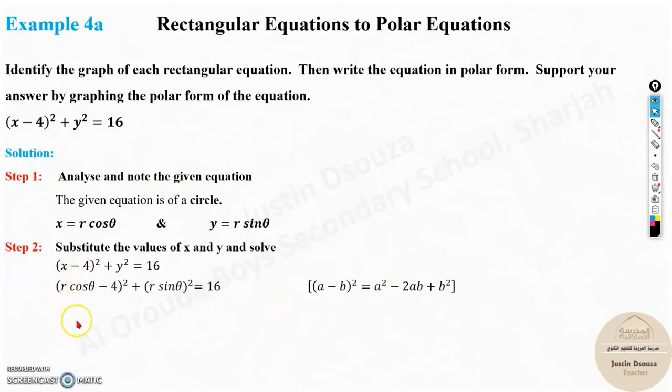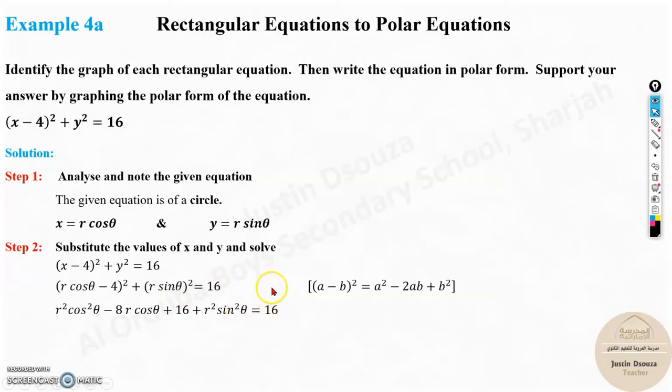r square cos square theta, the first term, minus 2 times AB. The A term is r cos theta, B is 4. So let's multiply all the numbers: 2 into 4, that is 8 r cos theta. Plus B square is 16, 4 square is 16. Now over here, just square them up. Plus r square sine square theta equals 16.